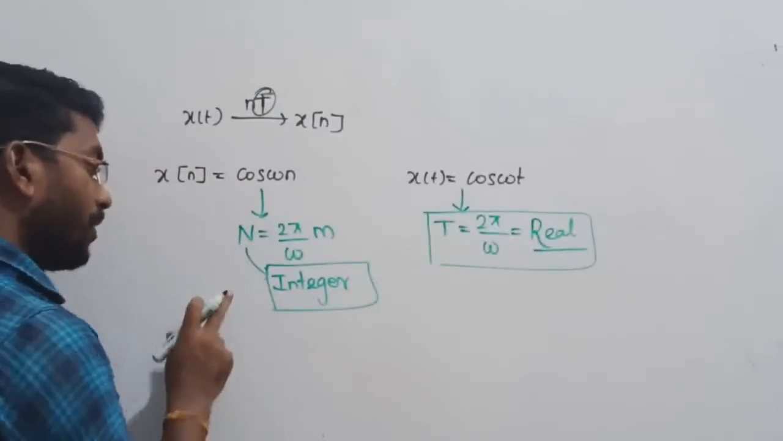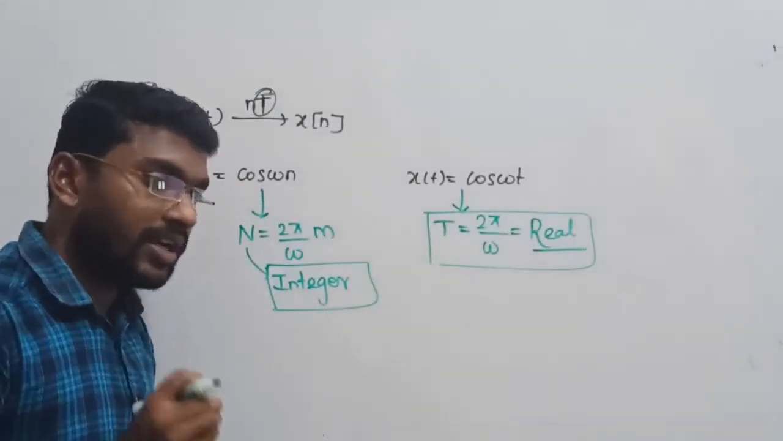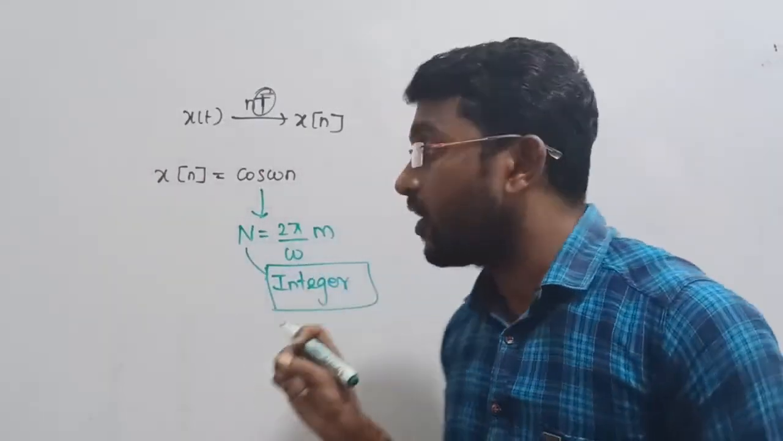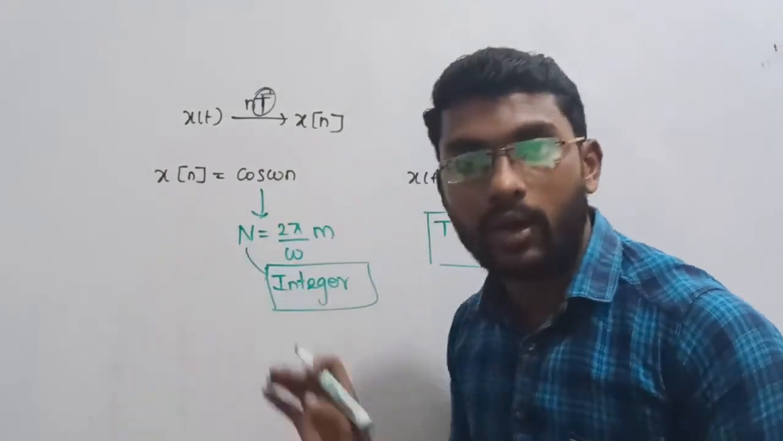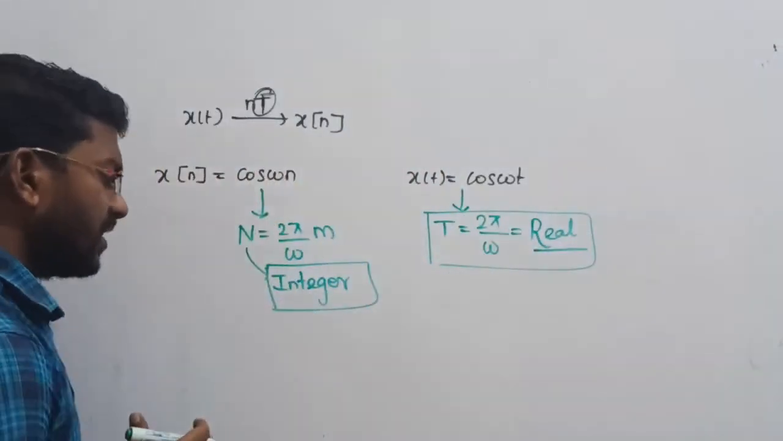Your value of the time period has to be a proper integer. It might be 1, 2, 3, 4, 5, 6, 7, 8, like that. A proper integer only is going to be considered as a fundamental time period of your discrete domain. First difference, very important. Clear? So after knowing these things, let us proceed.